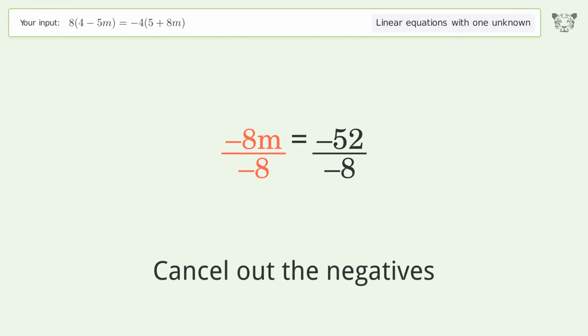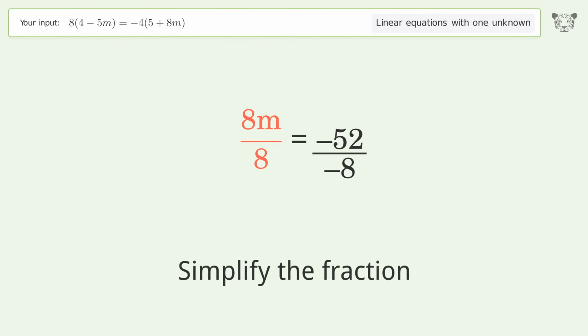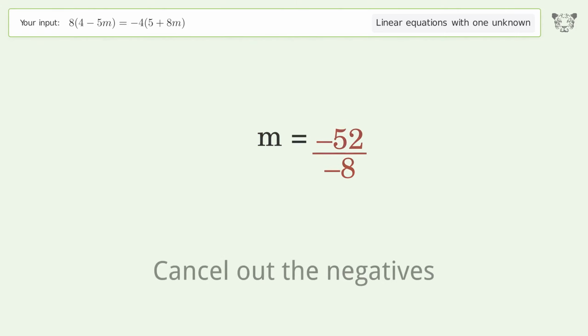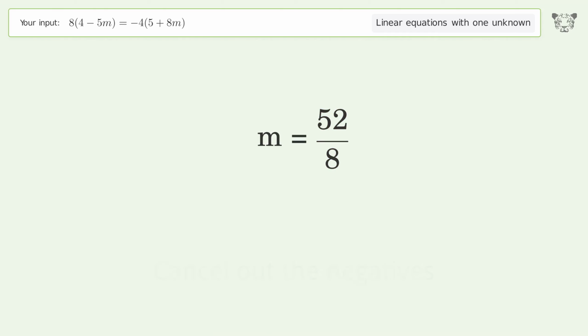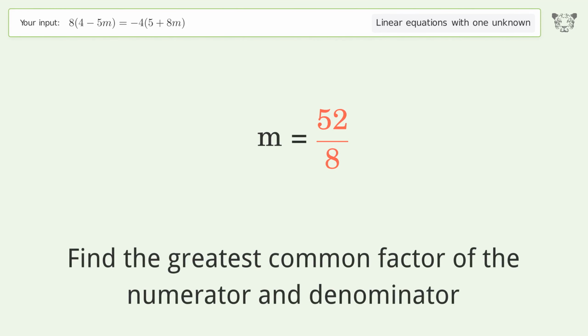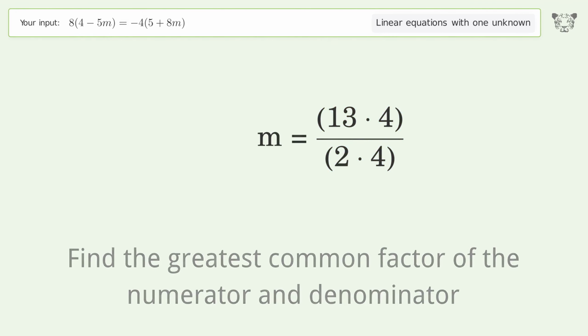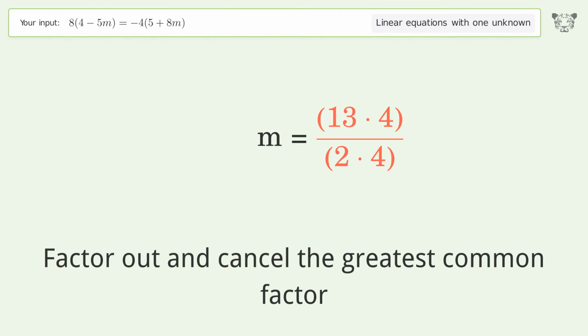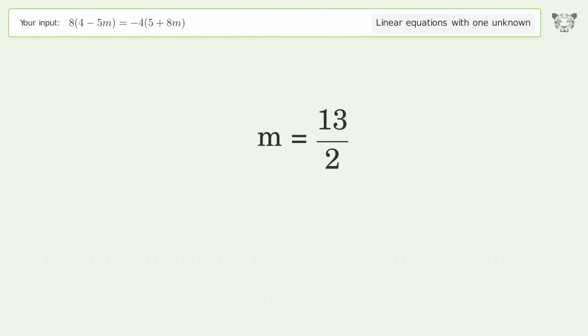Cancel out the negatives. Simplify the fraction. Cancel out the negatives. Find the greatest common factor of the numerator and denominator. Factor out and cancel the greatest common factor. And so the final result is m equals 13/2.